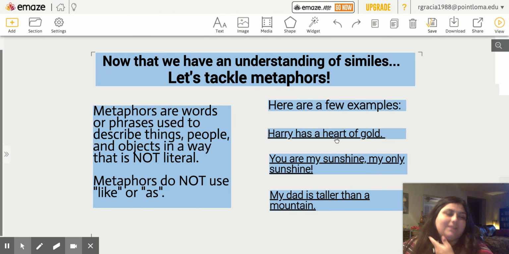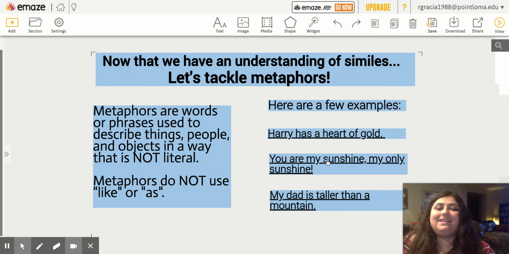But notice I'm not using like or as to describe Harry. I'm saying he has a heart of gold. So I'm being metaphorical when I talk, not literal. You are my sunshine, my only sunshine. Now, if I'm talking about somebody I really love or care for, I'm saying that they're my whole world. They are my sunshine. But that's not literal, is it? They don't literally emit light. They do not literally give out sunshine. What I'm saying is that they are important to me and I'm being descriptive in my detail.